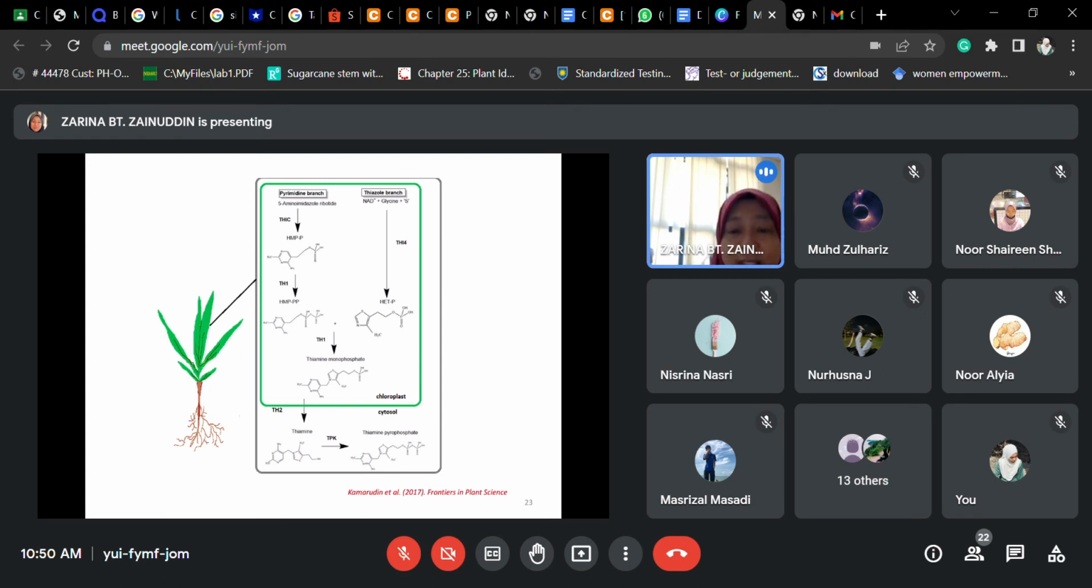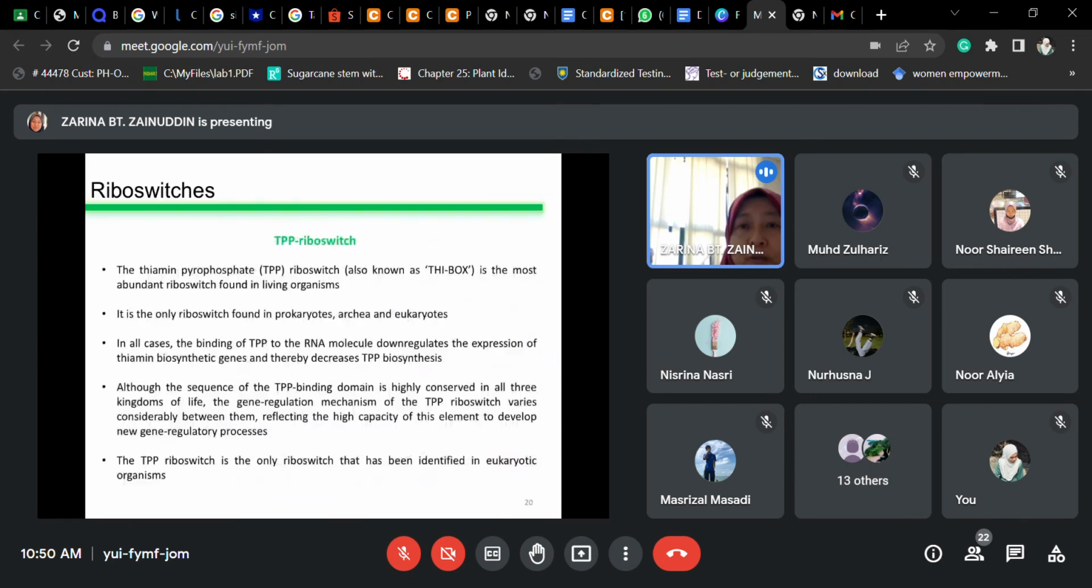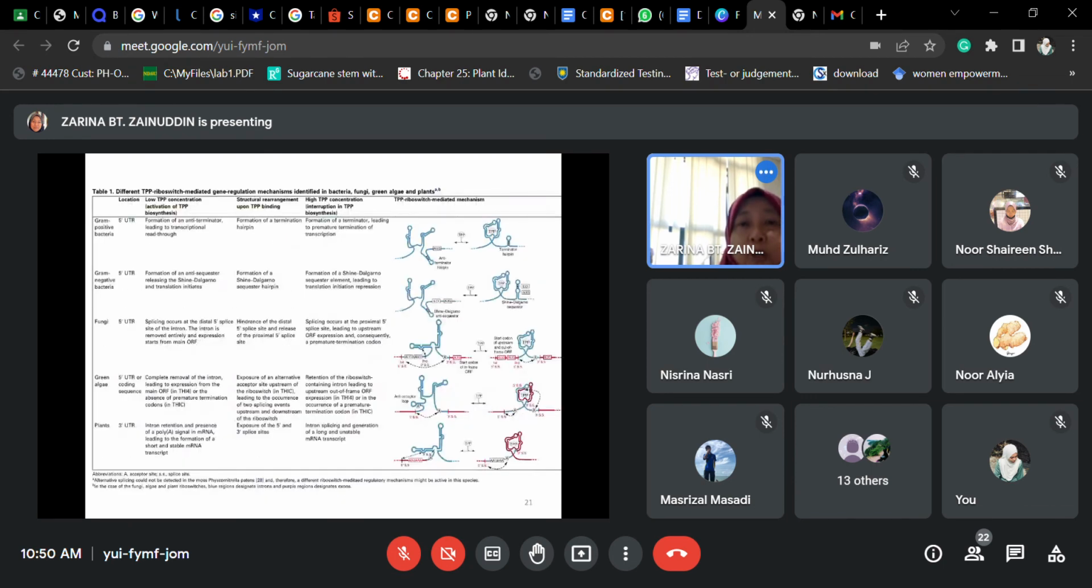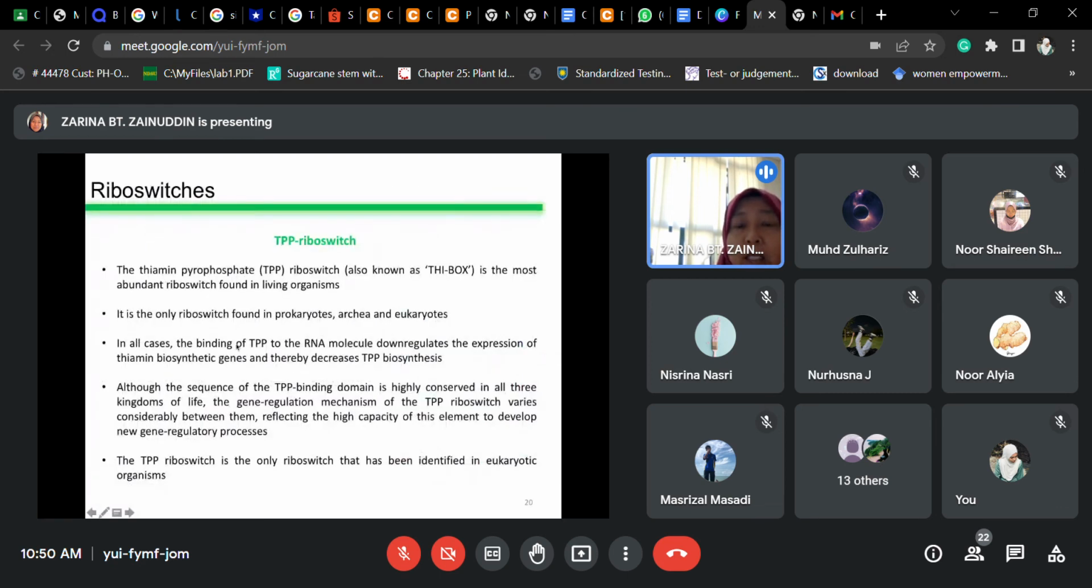So earlier we talked about TPP. This is how TPP is involved in the synthesis of thiamine. Thiamine is vitamin B1. So we will show you. Earlier we said the sequence of the TPP binding domain is highly conserved between prokaryotes, archaea, and eukaryotes.